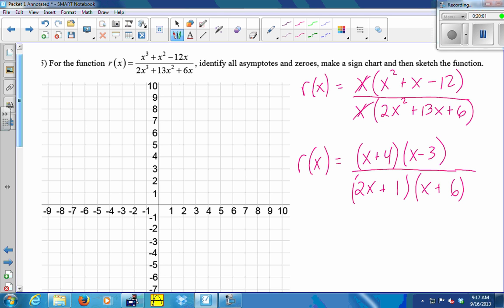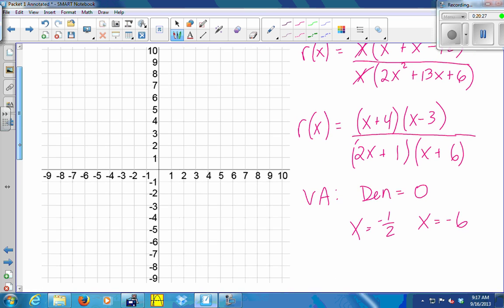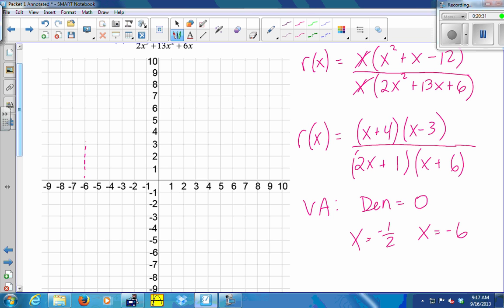All right, so asymptotes. We have vertical asymptotes when the denominator is 0, right? So for vertical asymptotes, set the denominator equal to 0 and solve. So we would have x equals -1/2 and x equals -6. So I'll draw those in. Draw them as dashed lines because they're not actually part of the graph. They're just guidelines.